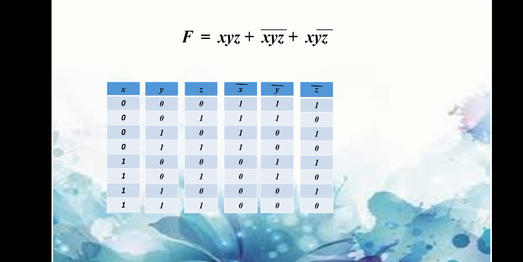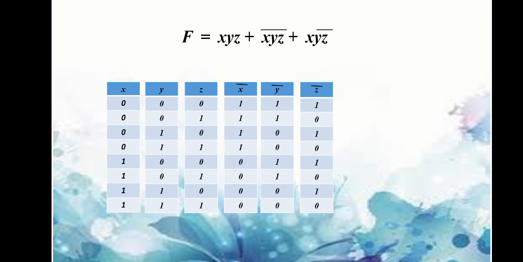Taking NOT of z, in z there is 0 1 0 1 0 1. So 0 will be converted into 1 because the NOT of 0 is 1 and the NOT of 1 is 0. So it will be converted as 1 0 1 0 1 0 1 0. So here, after taking x NOT, y NOT, z NOT, we will go towards the expression.